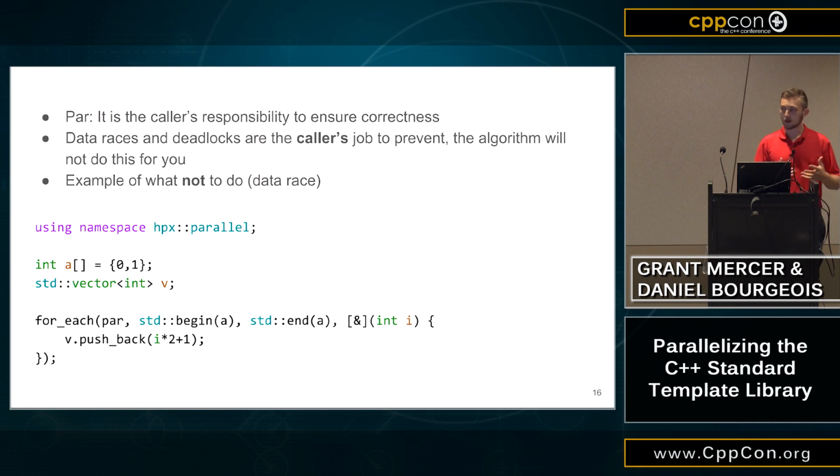Some things to note about this new parallel execution policy inside these algorithms is that it's the caller's responsibility to ensure correctness. So we're not doing any work to make sure this is thread safe. Anything you do with your own code is your responsibility. We'll simply try and parallelize it for you. So if you're throwing in a data race or a deadlock, it's going to be just as you tried to write your own algorithm. We're not going to try and fix anything for you. So here's a quick example of what not to do. If you're trying to push back multiple elements into a vector at the same time, it's going to give you some undefined behavior.